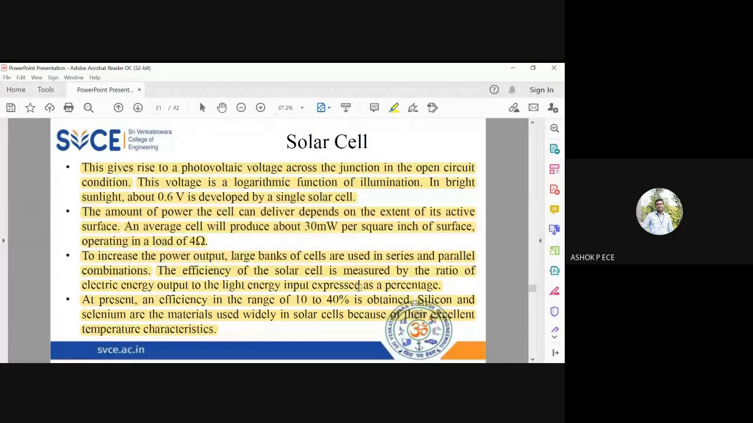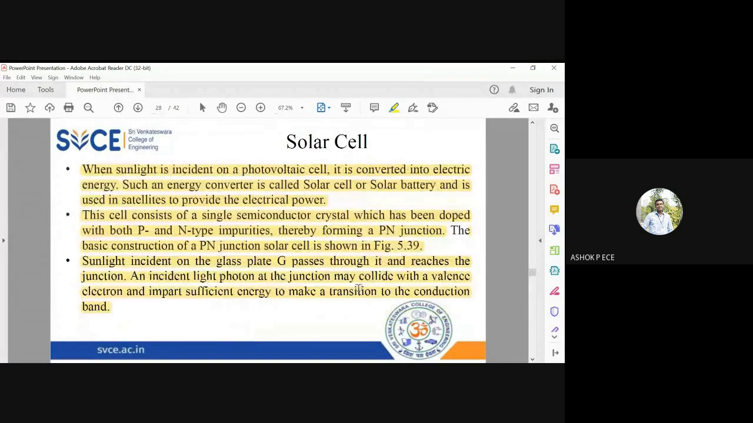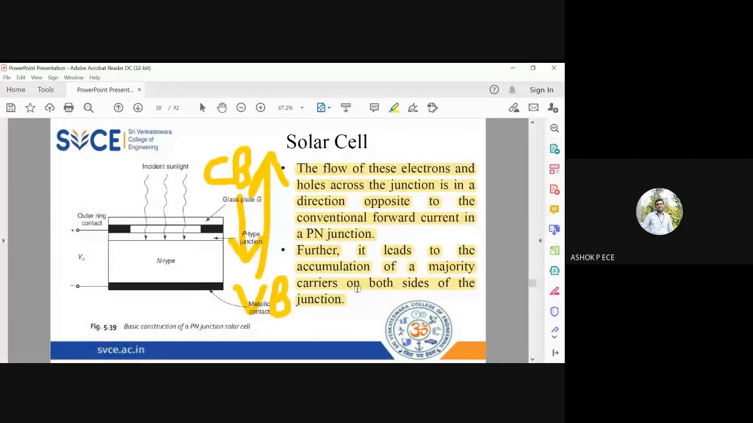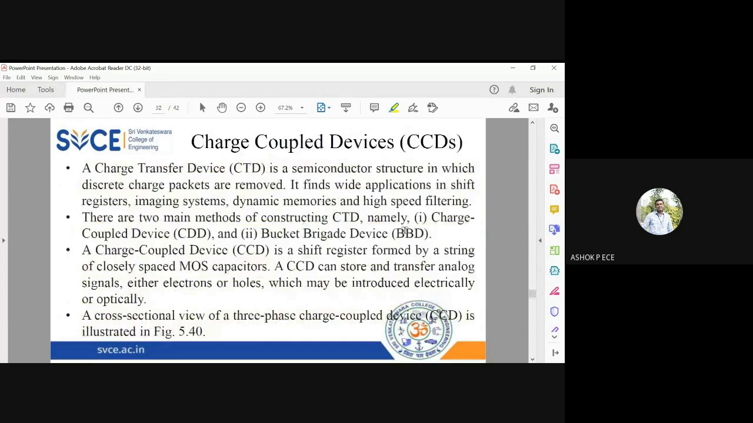Photovoltaic cell and solar cell, there is nothing much difference, only in the construction and how we are going to take out the electrical power. In a photovoltaic cell, we are going to measure the output voltage, but in the solar cell, I'm going to measure the output electrical power. That is the major difference. Nothing else. The operation, everything is the same.